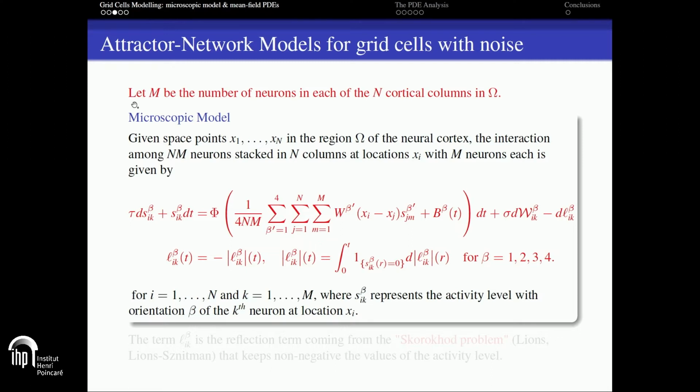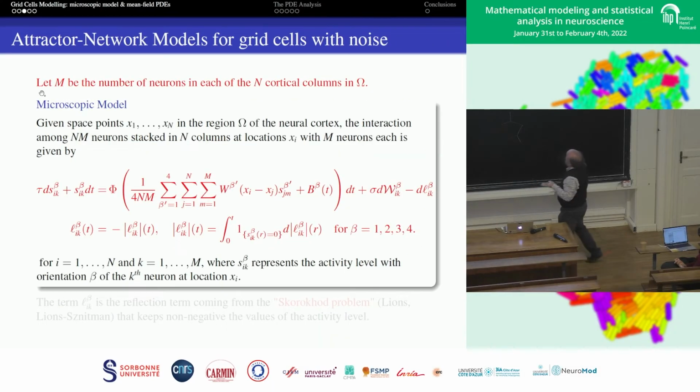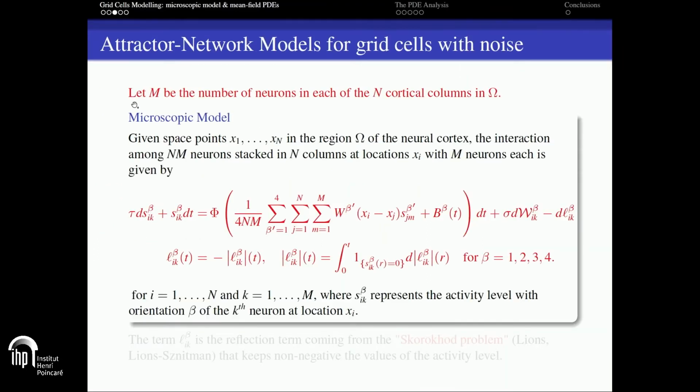So I sum over all the orientations, all the columns, all the positions, the activity level weighted by that W. And I average with 1 over nm there. On top, I add Brownian motion in each of the variables.